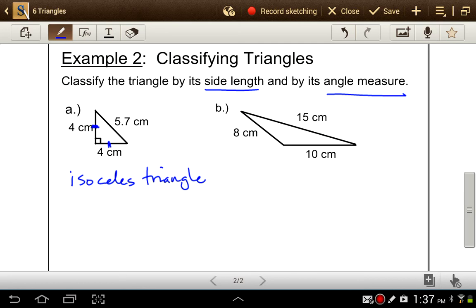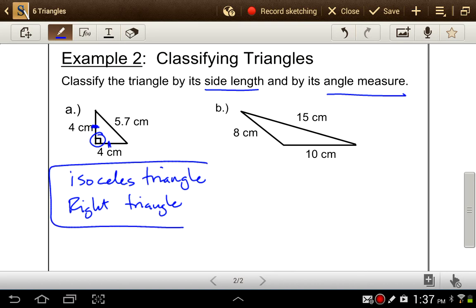All right, and then by angle measure, I have my 90-degree angle, so that's going to be a right triangle. So there's my answer. I have to have two answers. Okay? Now for B, I look at my side lengths. No congruent, so that's scalene.